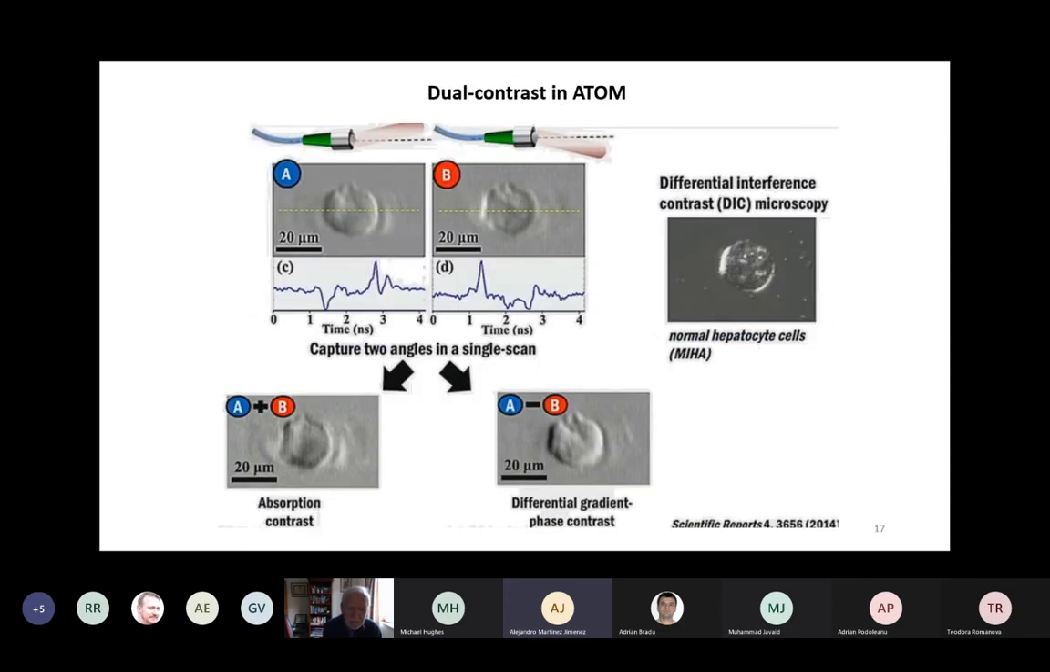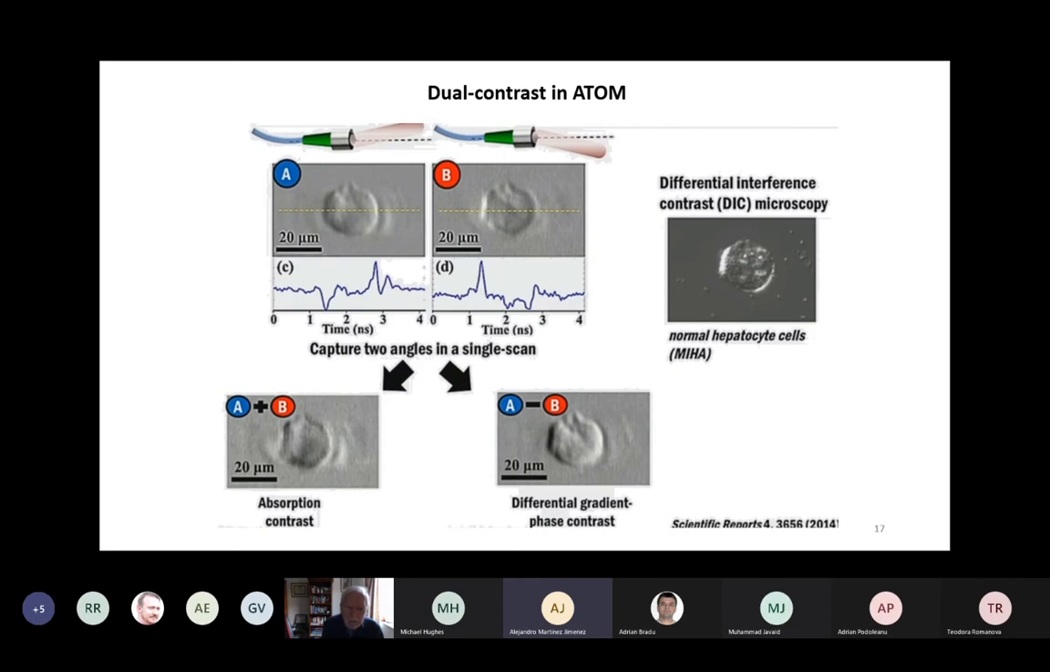So instead of capturing the enhanced contrast for transparent cell imaging, they try to obtain dual contrast in ATOM. This can be simply achieved by time multiplexing two opposite coupled images. As you can see, for image A here, they couple it from the top of the optical axis, and for image B, it's below the optical axis.